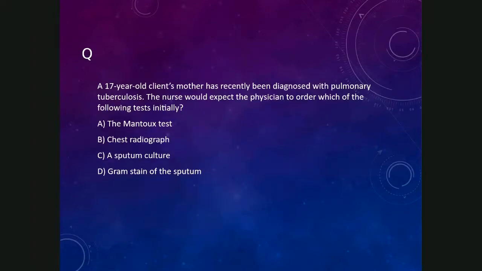So here's a question. A 17-year-old client's mother has recently been diagnosed with pulmonary tuberculosis. The nurse would expect the physician to order which of the following tests initially? Give me some answers.